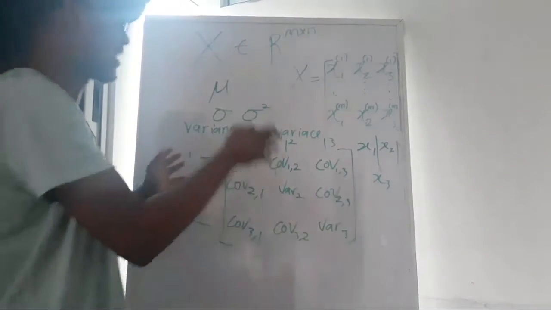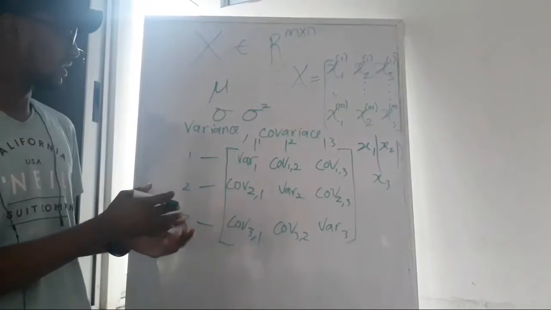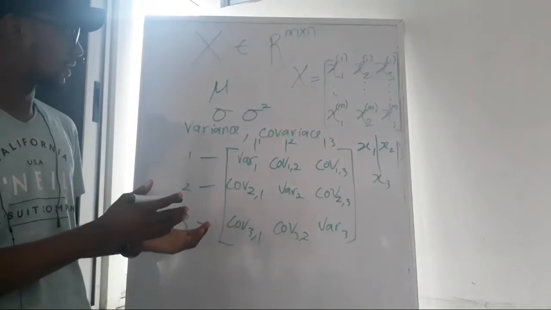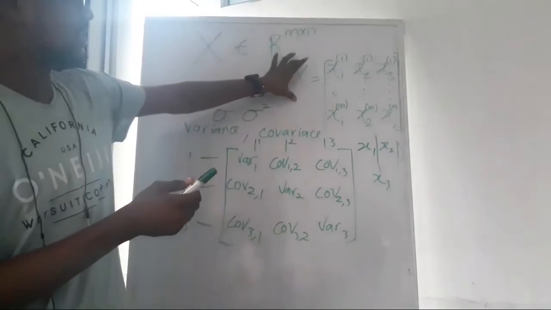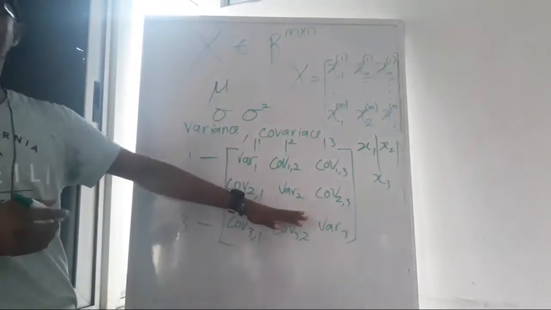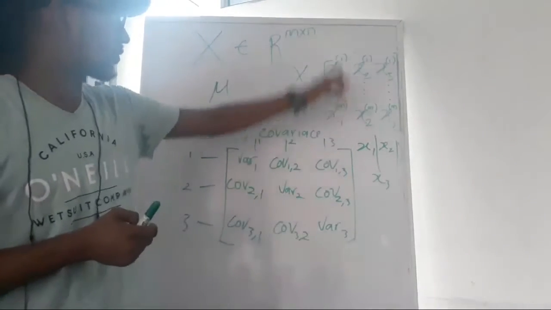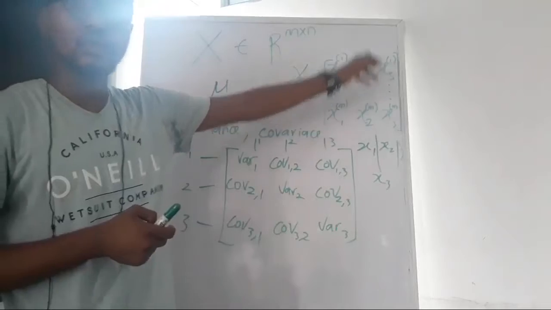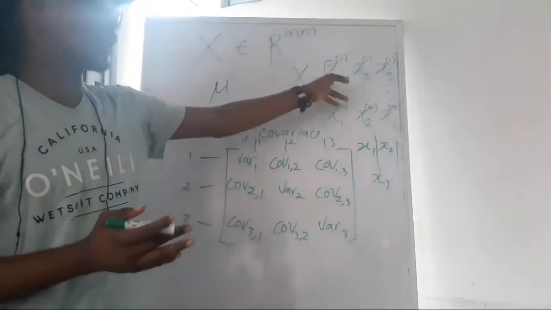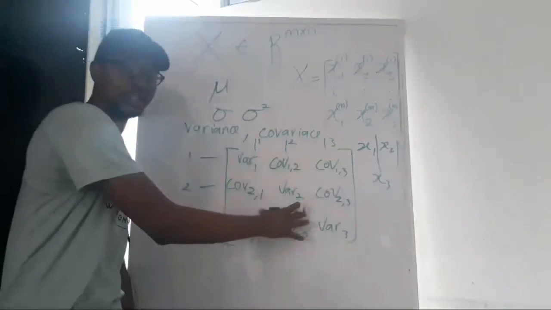So this matrix captures the variance and the covariance. It is simply telling me that my feature matrix has 3 features, and this is the covariance matrix. It captures the variance of x1, variance of x2, variance of x3. It also captures the covariance between x1 and x2, covariance between x1 and x3. Everything is here.